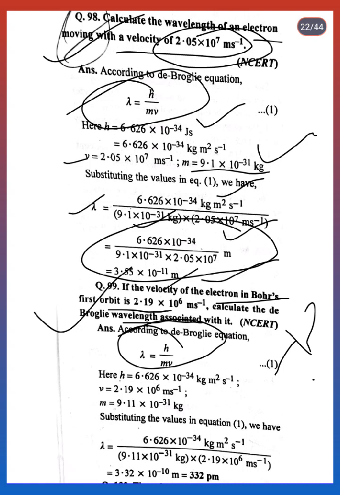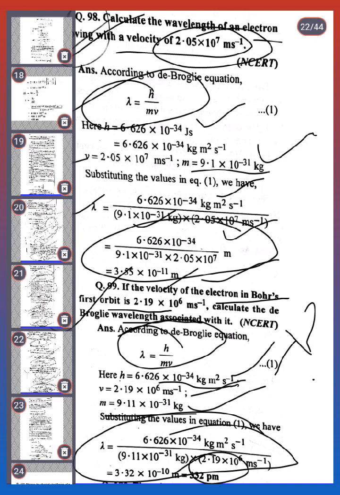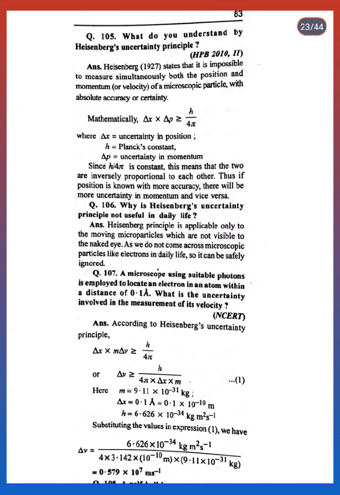h value is here, v velocity is given, and m is mass of electron, and by substituting the values we will get the answer, that is 332 picometer. So next is, what do you understand by the Heisenberg uncertainty principle?